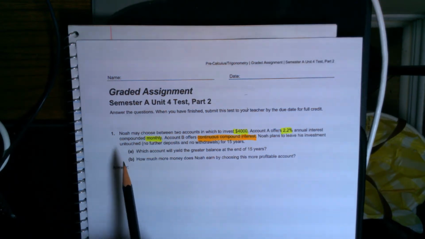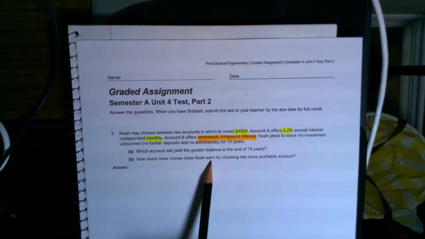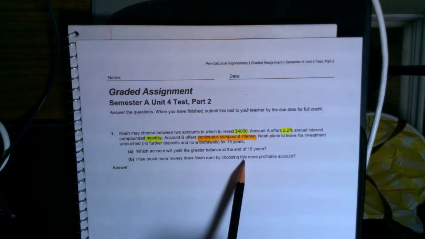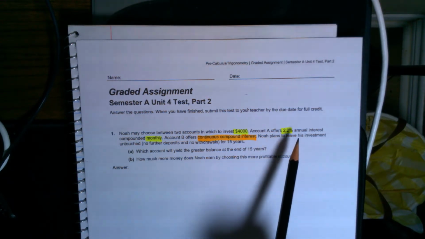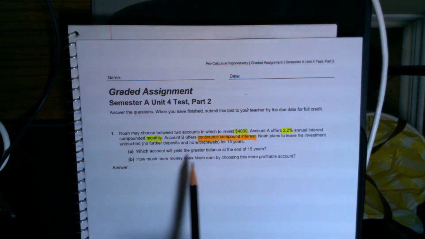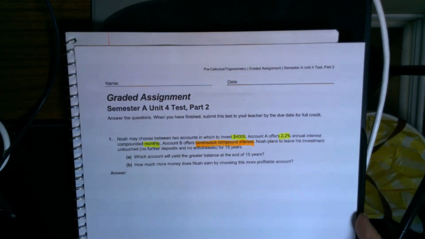That's the first question. The second question is, how much more money does Noah earn by choosing this more profitable account? So first, let's find out how much each of these earns, and then we'll find the difference to see how much more Noah earns. Now, there was a lot to interpret.